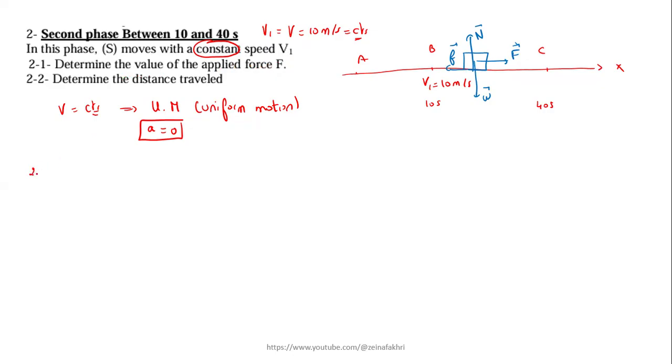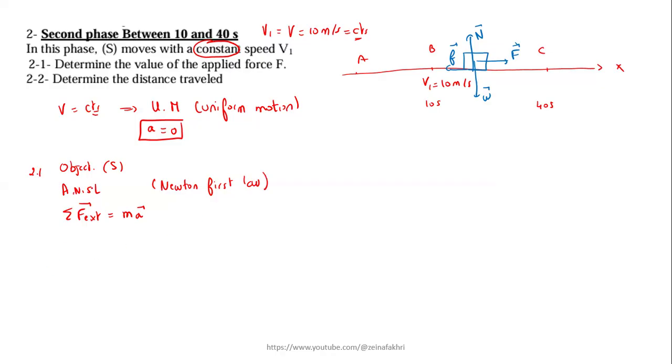So part 2.1, the object studied is S, and we already put the forces and the axes. According to Newton's second law, the summation of the external forces equals MA. Now here we have to notice that I can work with Newton's first law. Why? Because I noticed that the speed is constant. If the speed is constant, then the acceleration is equal to 0. So this is why I can use Newton's first law.